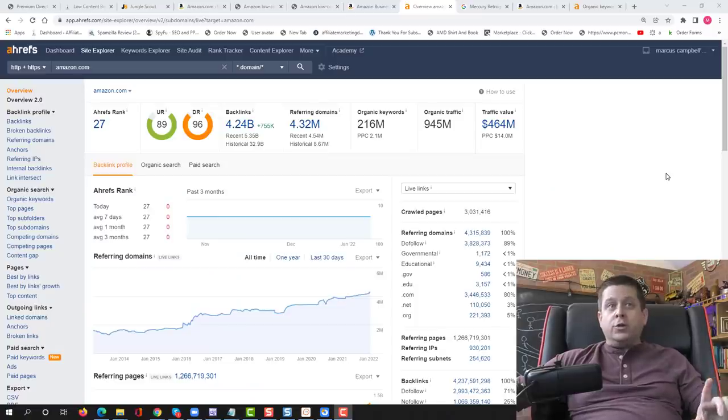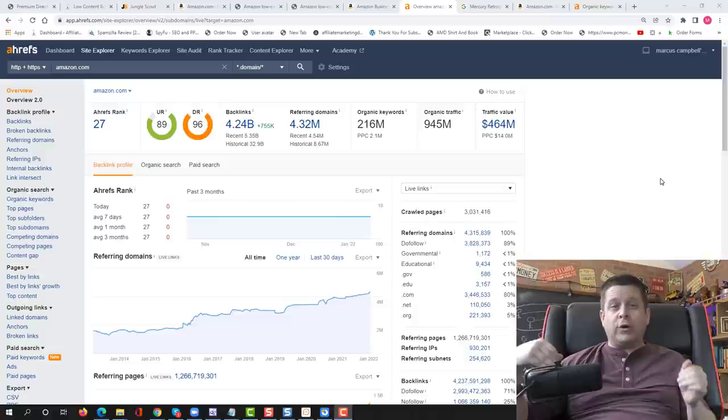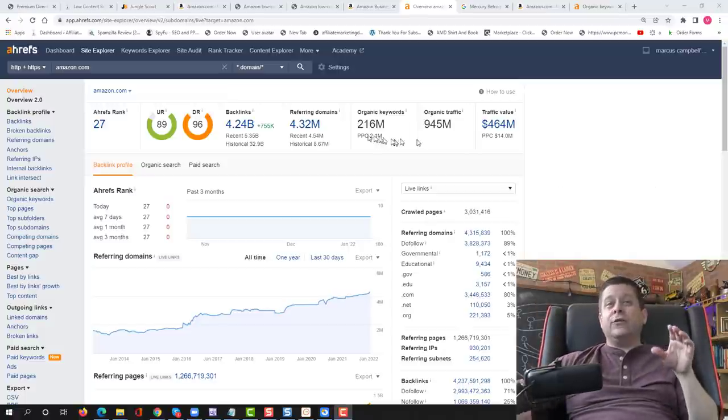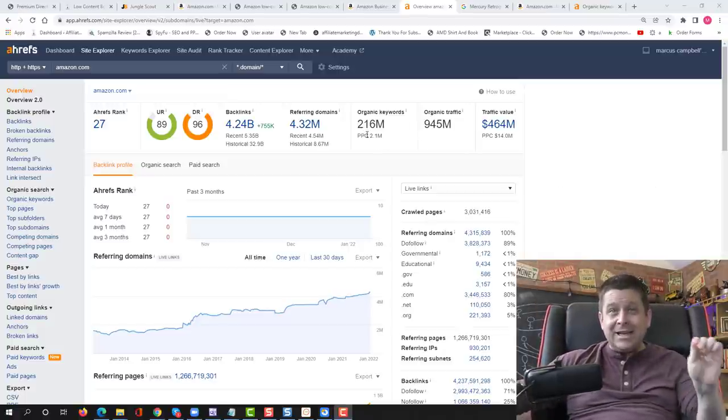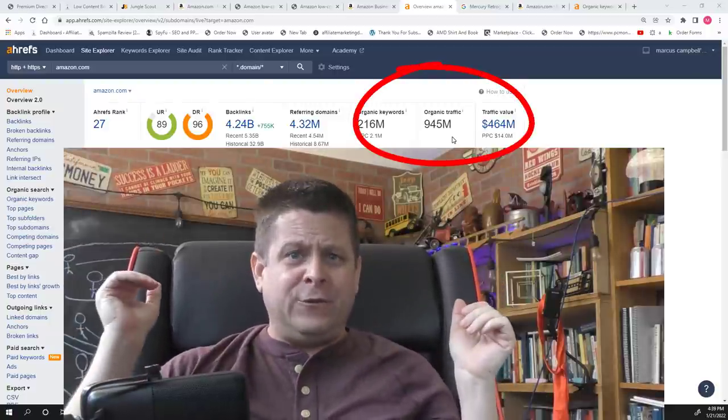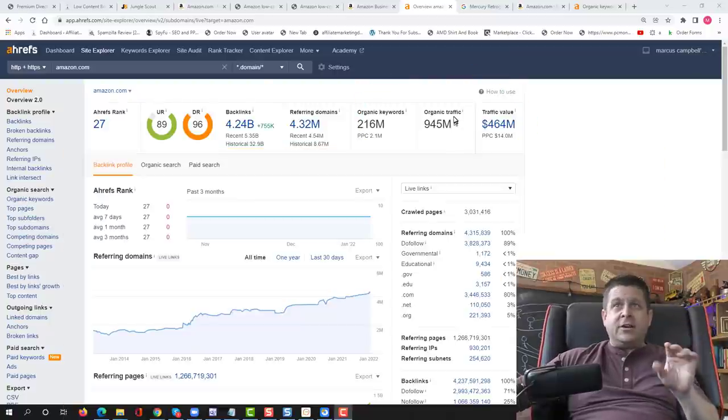If we were to go to a tool like the Ahrefs keyword tool, which we use to find keywords to rank for on Google and other search engines, if we type Amazon in this tool, we could see that there's over 216 million keywords that it ranks for and almost a billion visitors a month. Now, the difference here is very important.